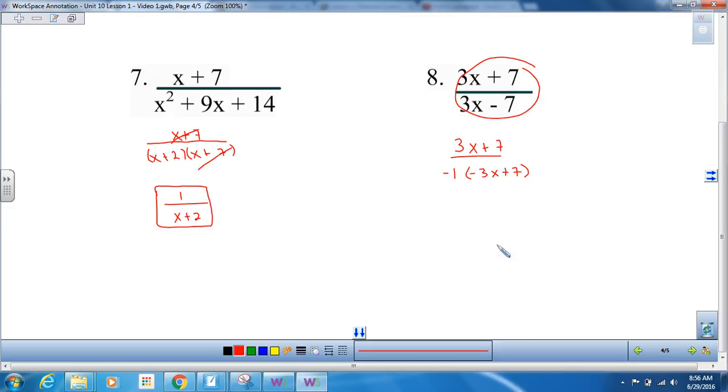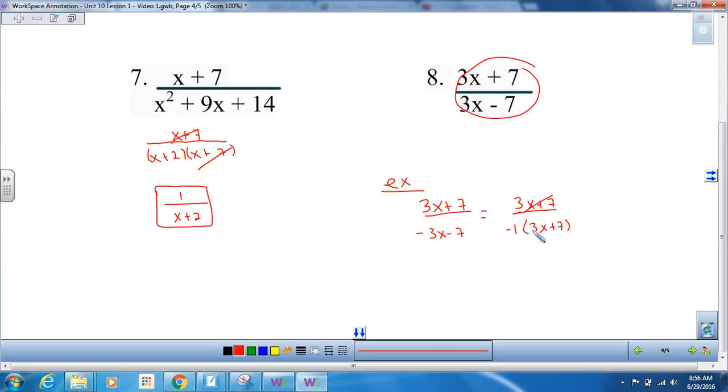Okay, if they weren't the same, but they were the exact opposite, so if this were just another example, if they were 3x plus 7 over negative 3x minus 7, then they're not the same, but they're the exact opposite. So 3x plus 7 was negative 3x minus 7. Then you could factor out that negative 1, and my answer would just be negative 1. But these were not the exact opposite because your 3 stayed positive. So this one was already done. So this is simplified as much as you can.